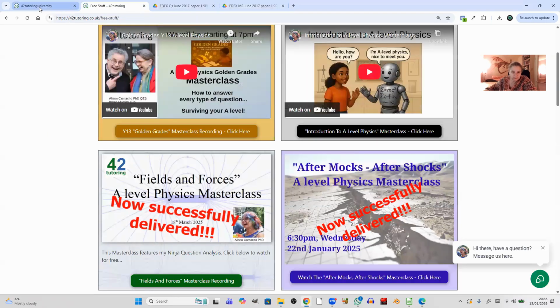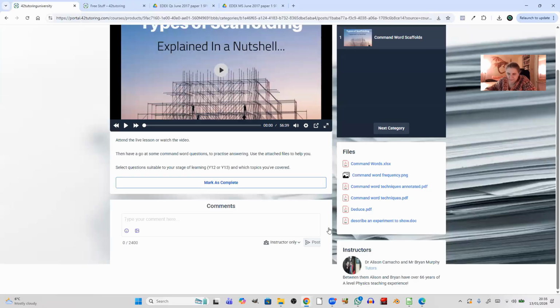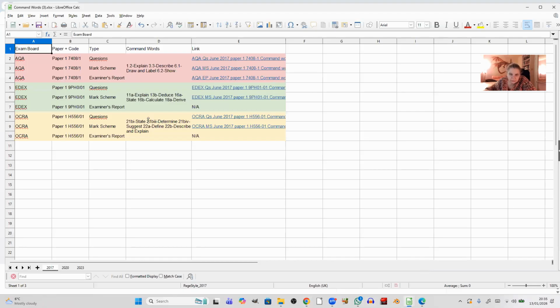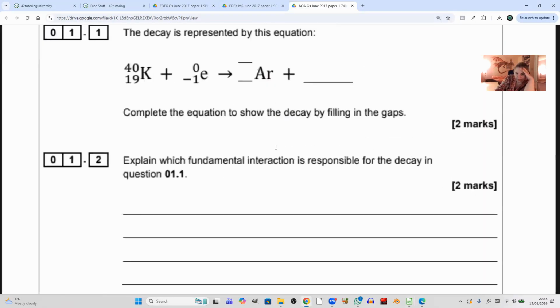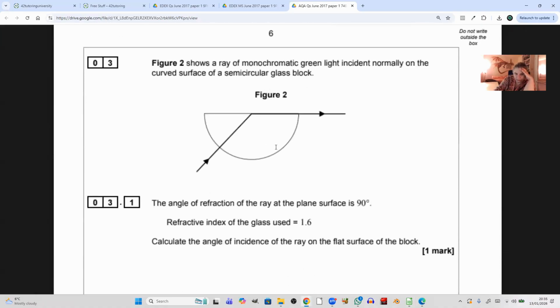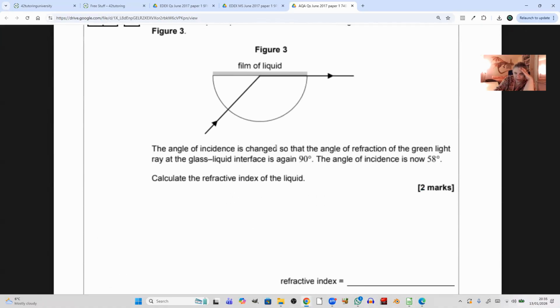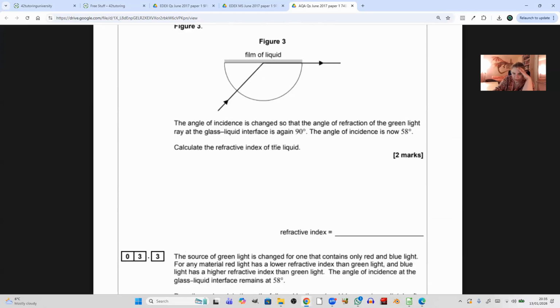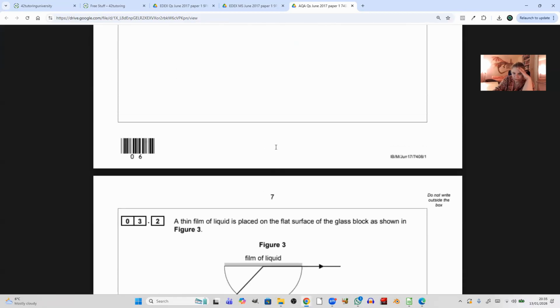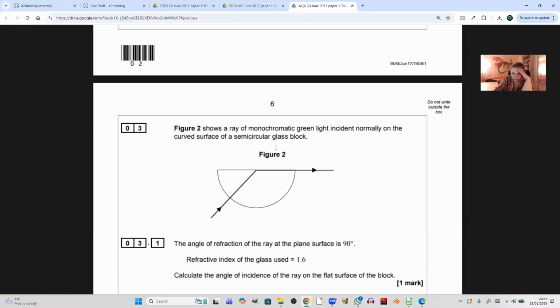Right, so the next one that I wanted to do is not explain, but describe. Let me go back to this one. I want to describe. Right, so I'm going to use this AQA. Question 3.3 is describe. Okay, so first of all, we've got to read the other bits of the question so you can understand what it's talking about.